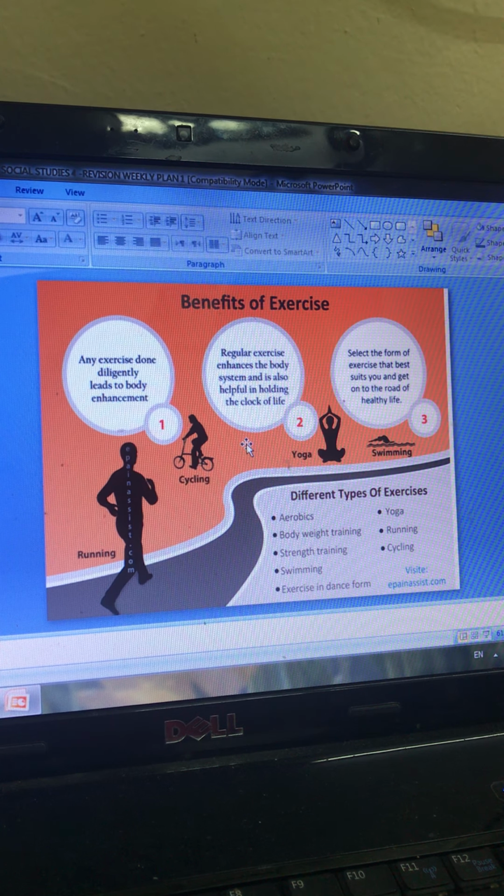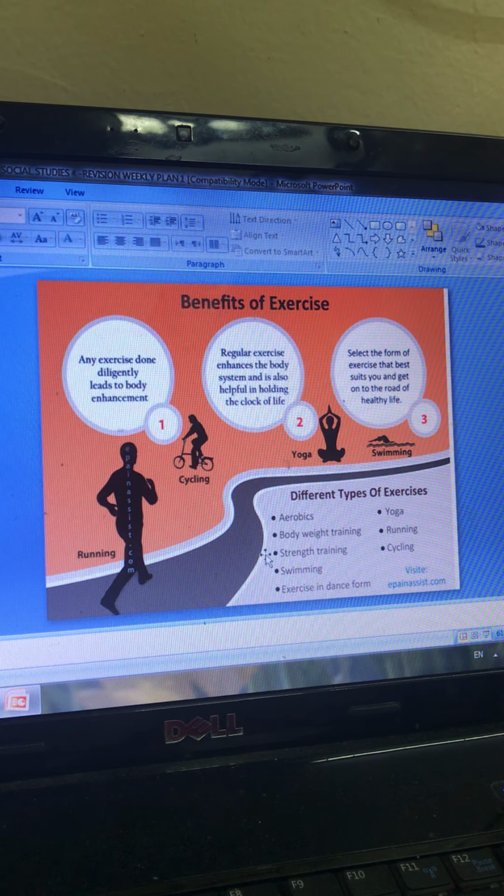What are the benefits of exercise? First, exercise done diligently leads to body enhancement, like cycling. And yoga is regular exercise that enhances the body system and is also helpful in holding the clock of life. And swimming. Select the form of exercise that best suits you and get on the road to a healthy life.